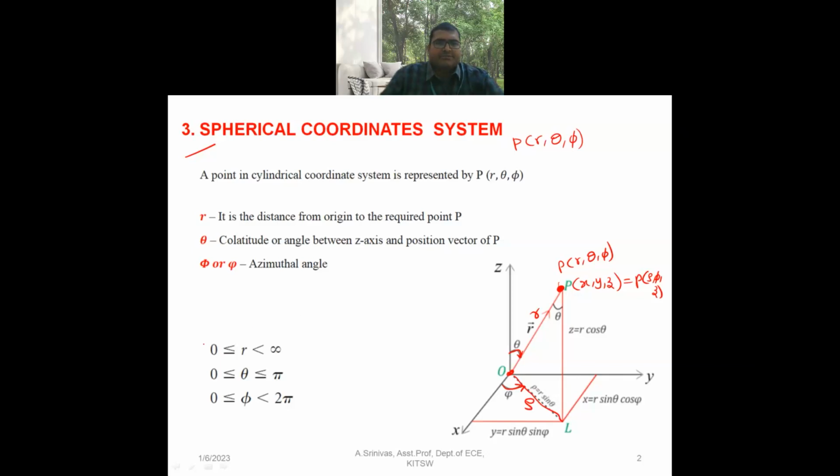The range of r is from 0 to infinity. The range of theta is from 0 to pi. Theta is the co-latitude, or the angle measured between the z-axis and the position vector of P. Phi is the azimuthal angle, ranging from 0 to 2 pi.